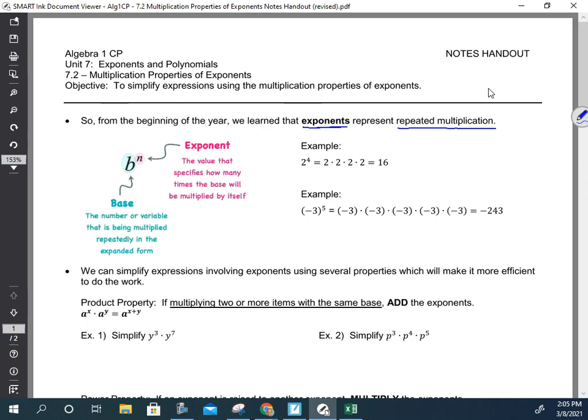So for exponents, you have a base, which is the number being multiplied, and you have the exponent, which is how many times the base will be multiplied. The exponent is always attached to the base. So for example, 2 to the 4th power means that the base is 2, and the exponent is 4. So you're going to take 2 and multiply it 4 times. And that would give you your 16.